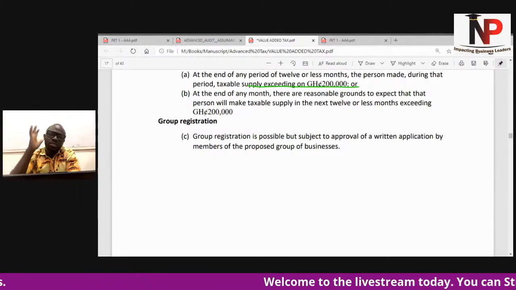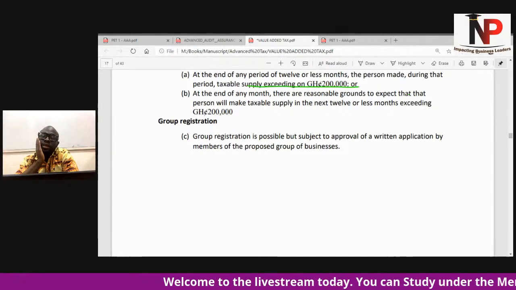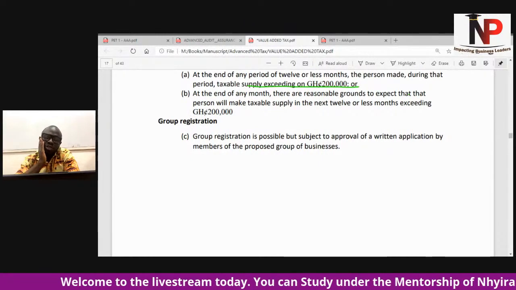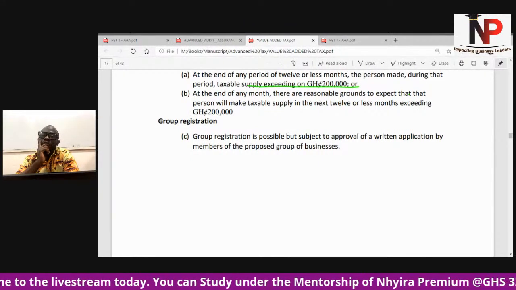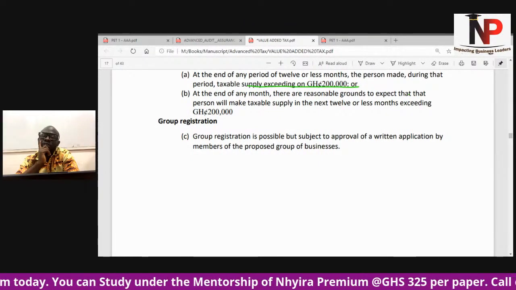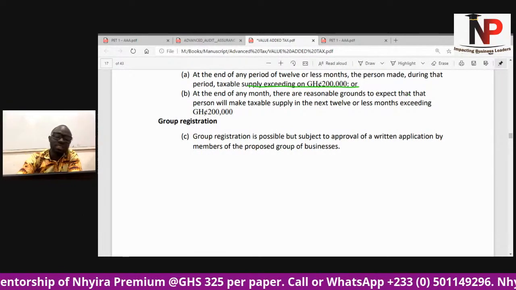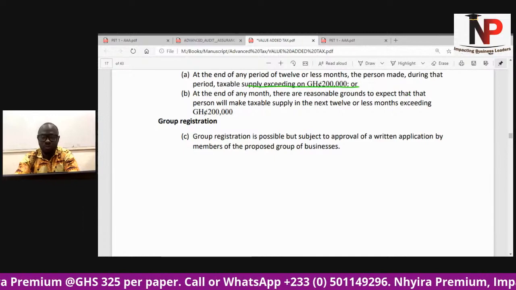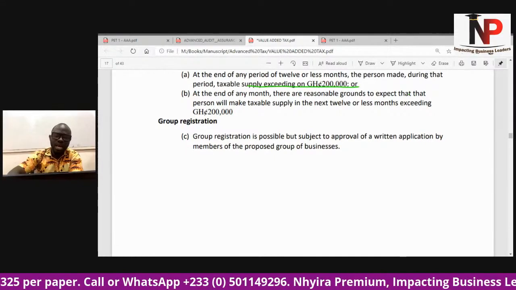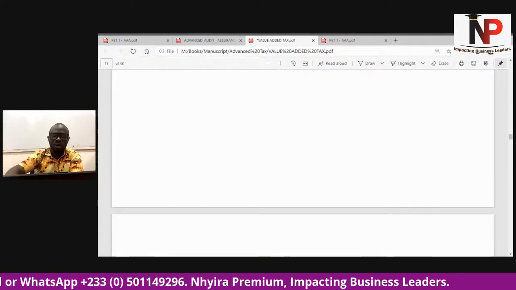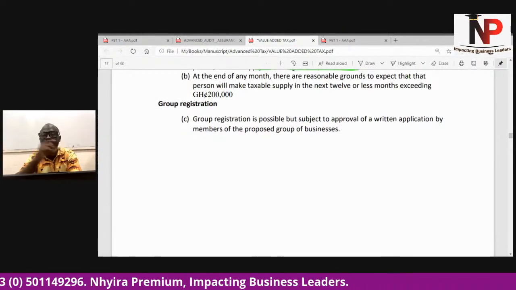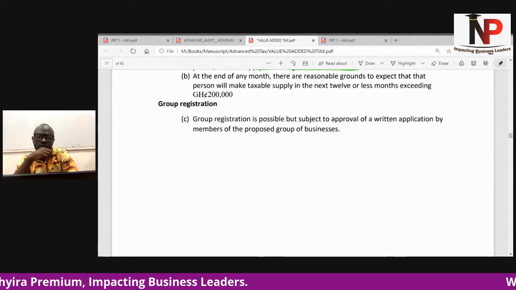Then we will write to the Commissioner General and say, hey, we as a group want to register to collect VAT on behalf of the Revenue Authority. And the Commissioner General will look at the letter, assess the members in the proposed group, and decide whether they can register or they cannot. So that is also the issue about group registration.